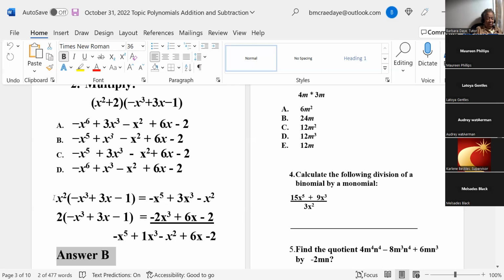No, we had it right first and then they changed it. That's what this is right here: x to the 2nd power times the polynomial plus 2 times the polynomial. And then once you multiply those out, you can combine them, and that gives you your answer. Questions?